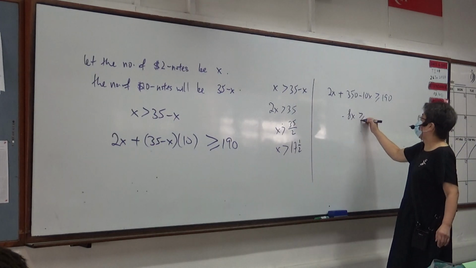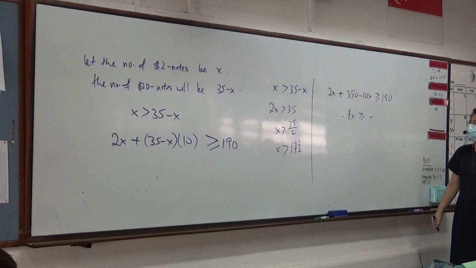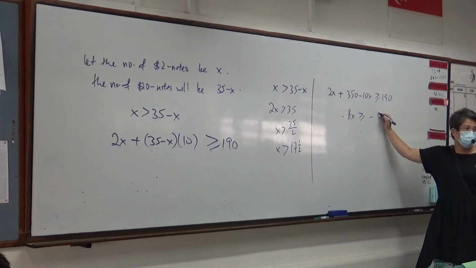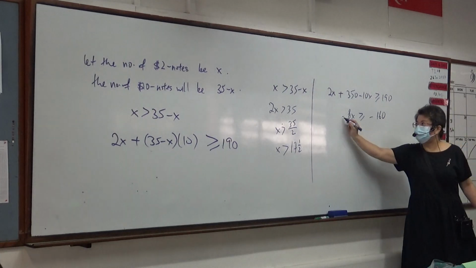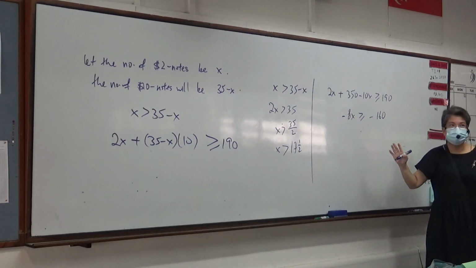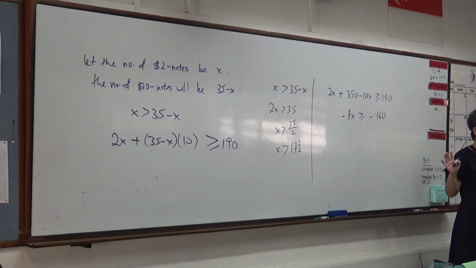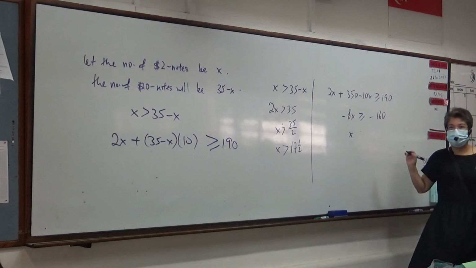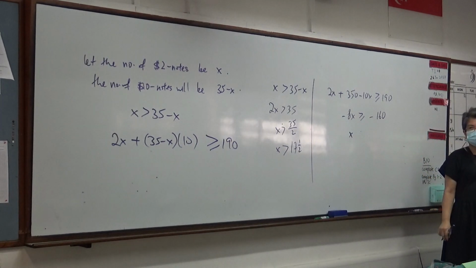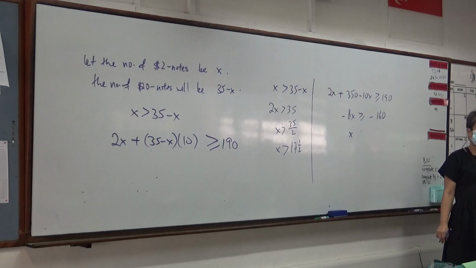Negative 8x bigger than or equal to negative what? 160, correct? Now, I want to divide both sides by negative 8. Okay? Now, if I have a negative 8, this is not true.